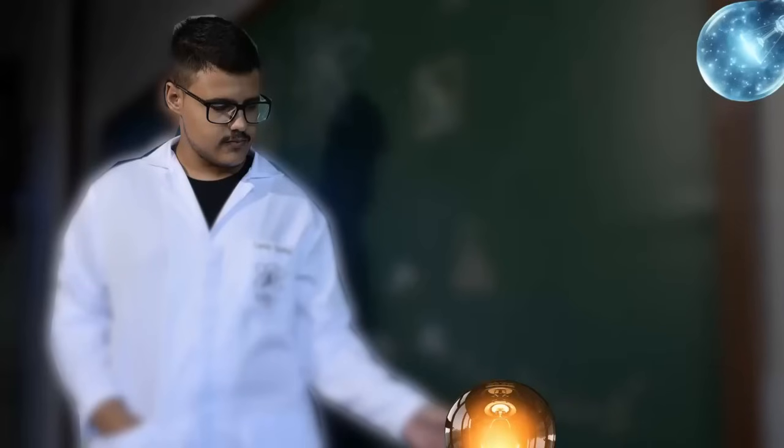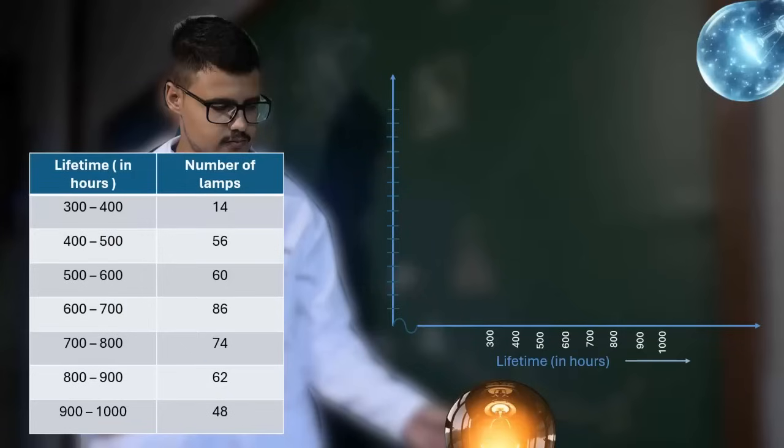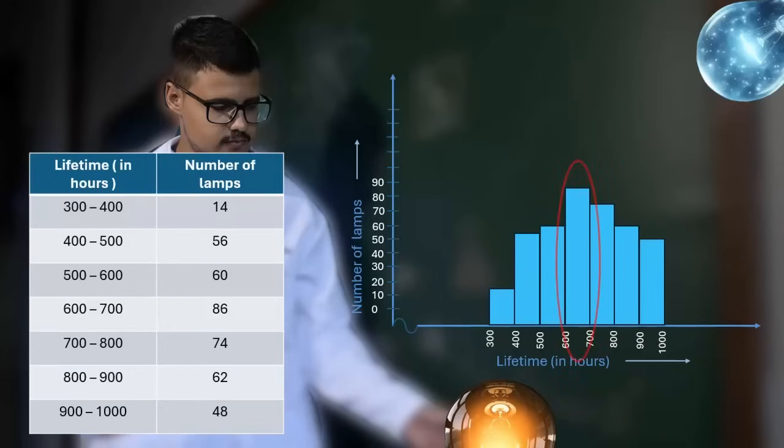If we look at the lifetime of bulbs in hours, it falls in various ranges. The table also gives the number of lamps in each range. When we plot it as a histogram, lifetime in hours along the x-axis and number of lamps along the y-axis, we can see most lamps had a lifetime in the range of 600 to 700 hours. So the scientist can quote this lifetime when the bulbs are sold to customers. So this is how we have helped the scientists calculate and predict the average lifetime of the bulbs, which is 600 to 700 hours.